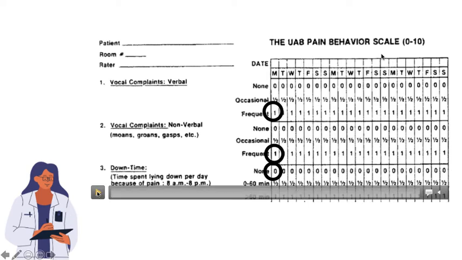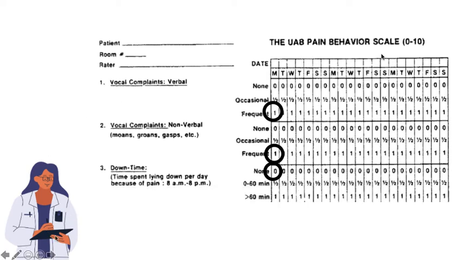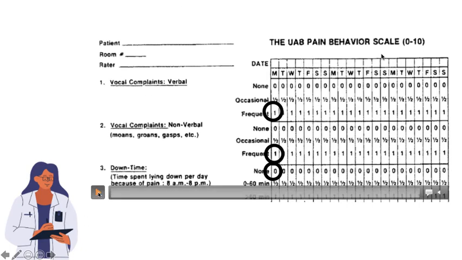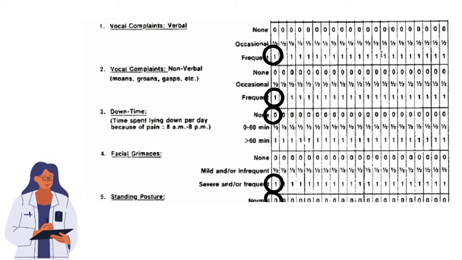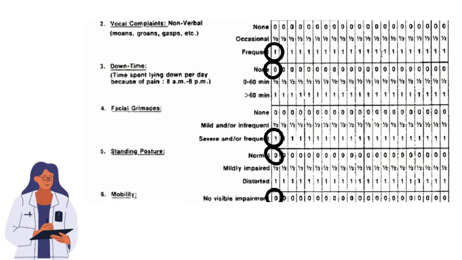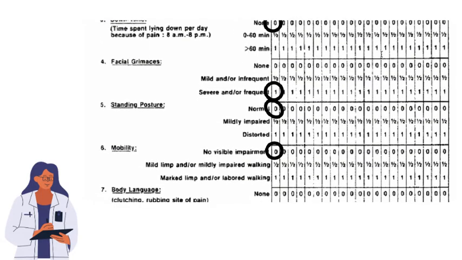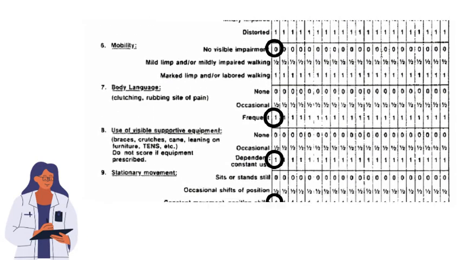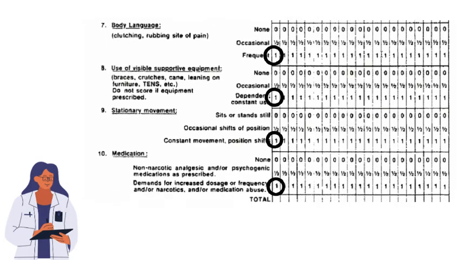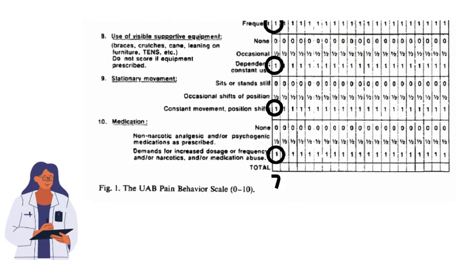Let's say this is the scale that is here on the clipboard. The first one is vocal complaint, verbal, it's frequent, so I mark 1. Non-verbal complaint, frequent, I mark 1. Downtime, none, 0. Facial grimaces, 1. Standing posture, normal. Mobility, no visible impairment, so I wrote down 0. Body language, frequent rubbing of the site of pain, let's say. Use of visual supportive equipment, let's say dependence, so I mark 1. Stationary movement, I mark 1 because it's constant. And position shift. Medication, always demanding increased dosage, so I mark 1.